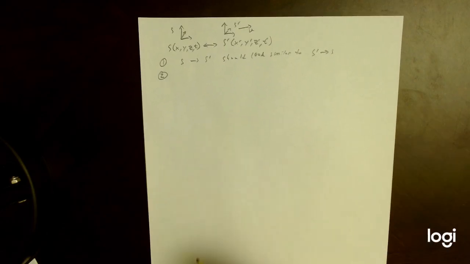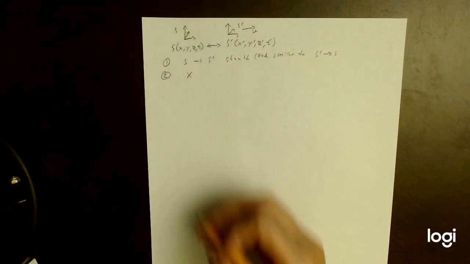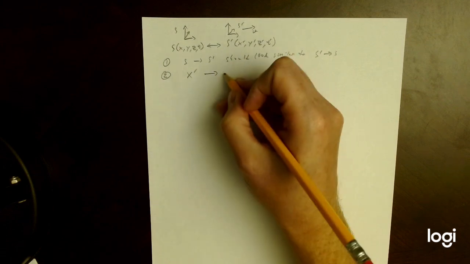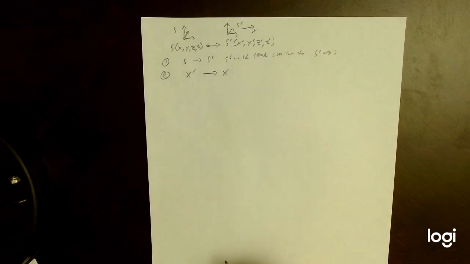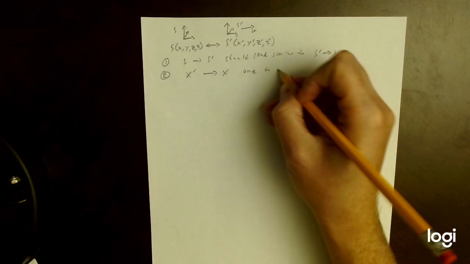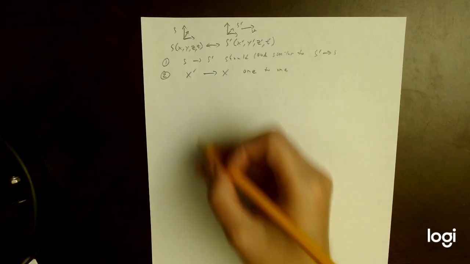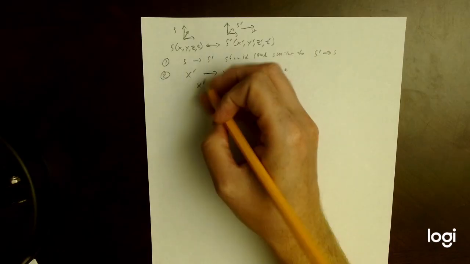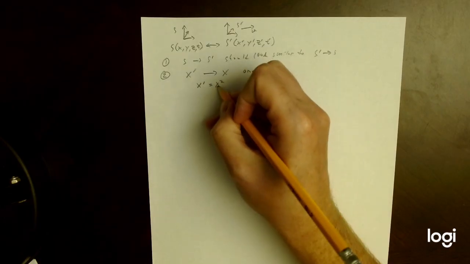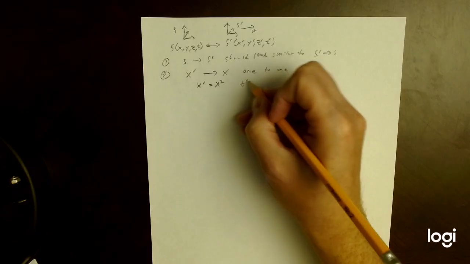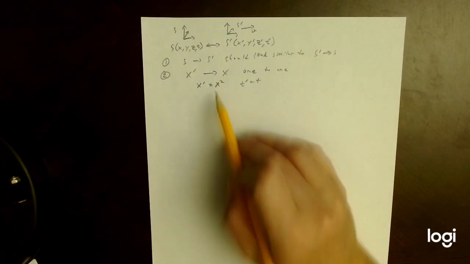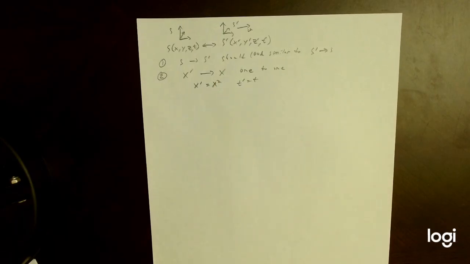We also want there to be a one-to-one relationship. So if I have some coordinate x prime in the primed frame, I want that to correspond directly in a one-to-one fashion to some coordinate in the x frame. And what I mean by that is, as an example, let's say I have x prime equals x squared as a hypothetical transformation, and t prime equals t in this very simple example. So this is a case where we would have a kind of a quadratic relationship of some sort.